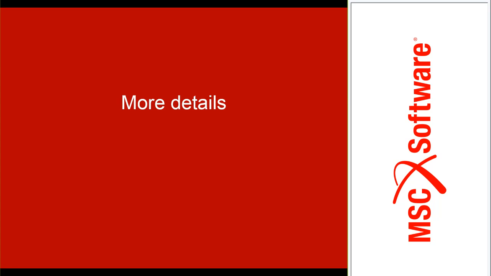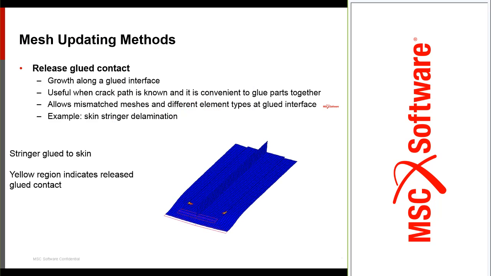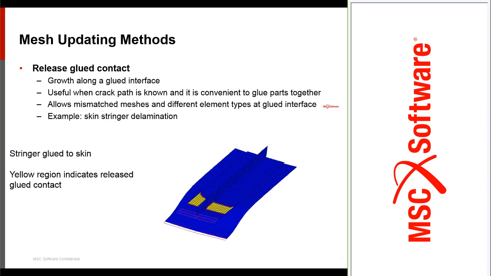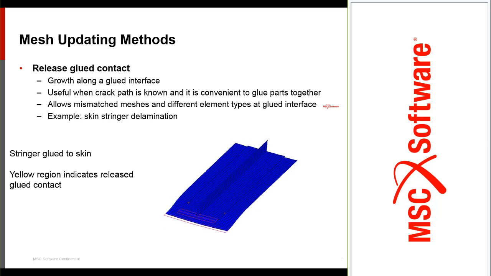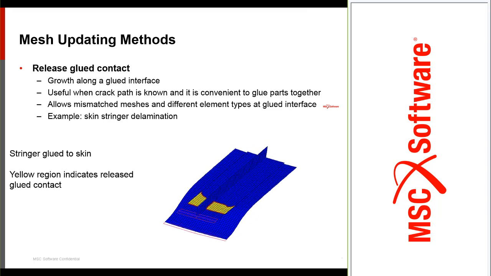So with that, we go into more details about these processes. When we do crack growth, we need to change the mesh. And in Marc, we do not use procedures like XFEM or similar. Instead, we explicitly change the mesh in various ways. So this is the first, maybe simplest way. We can update the mesh in order to grow a crack.